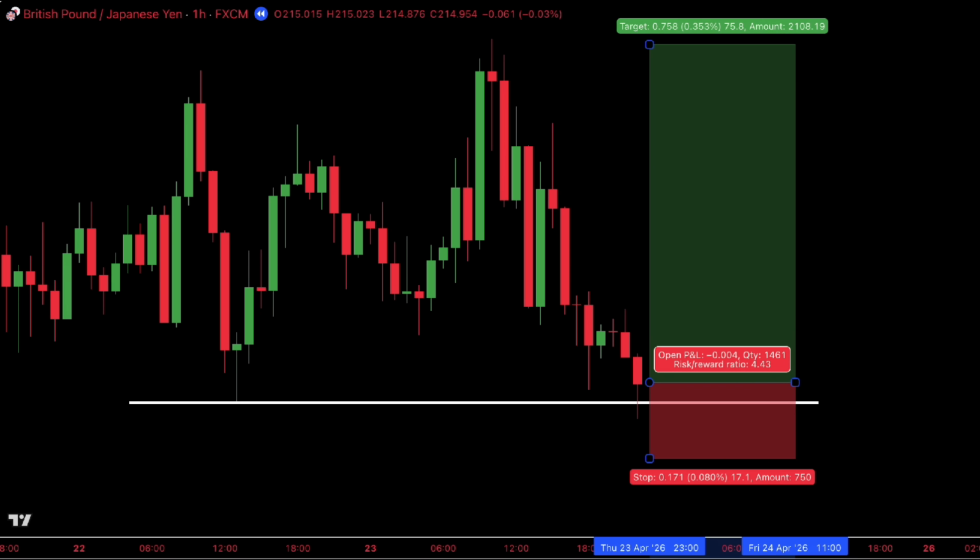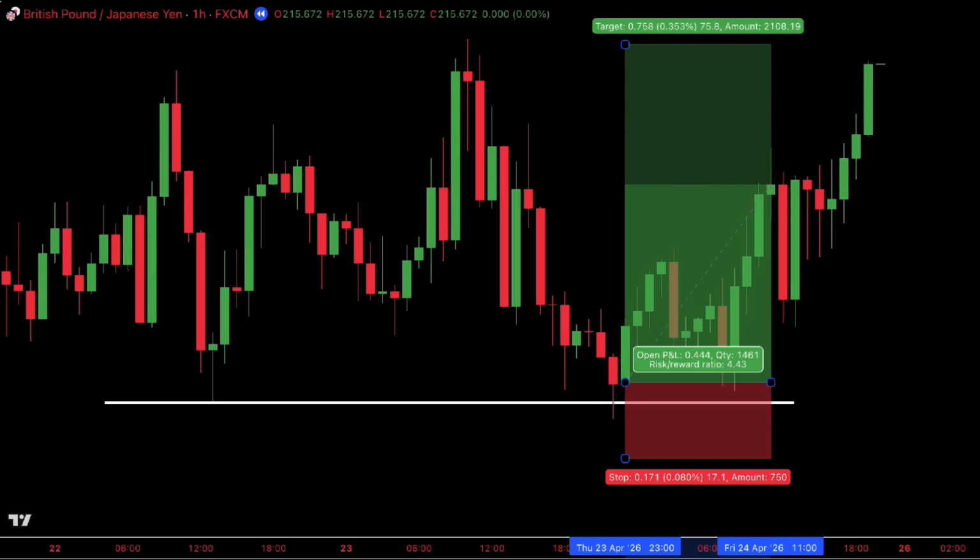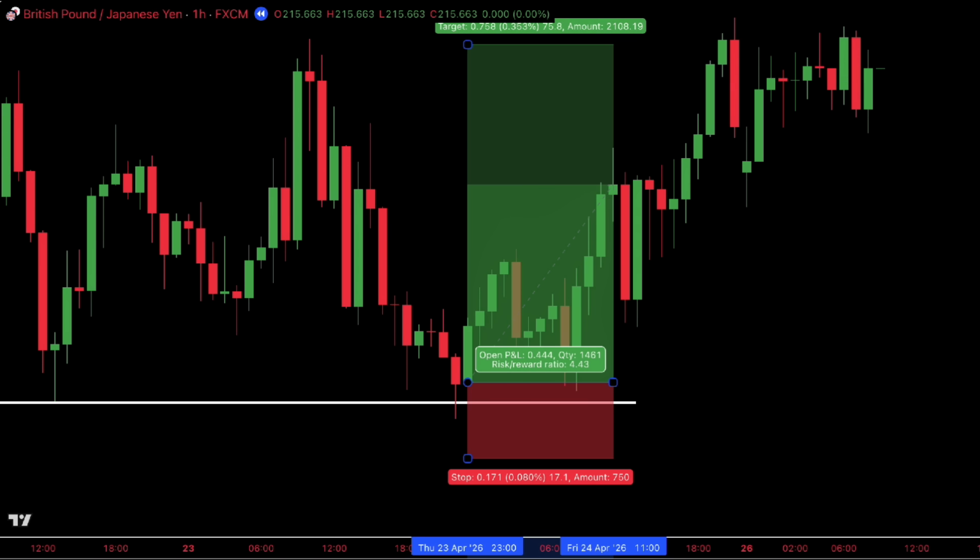Entry: at the close of the candle that created the false breakout. Stop loss: below the liquidity sweep. Target: the next key level. And as you can see, the market moved exactly as expected and reached the target.